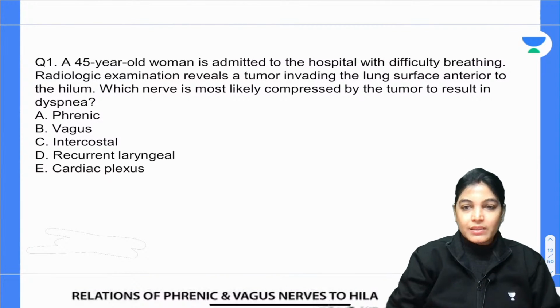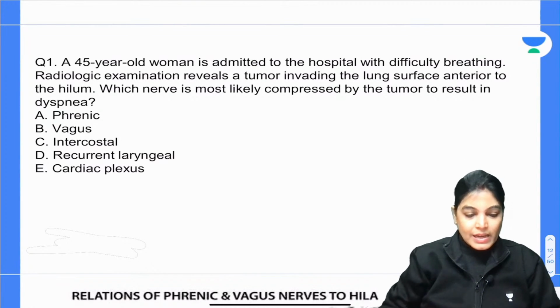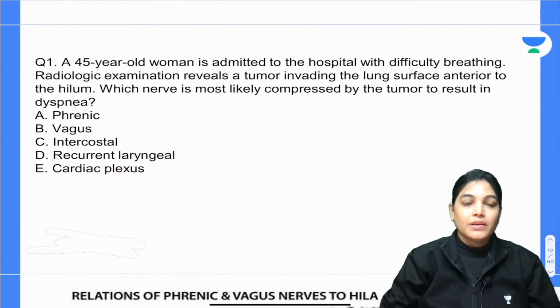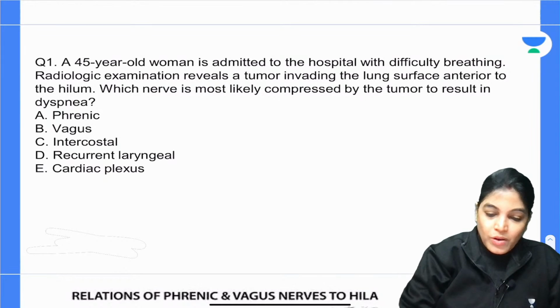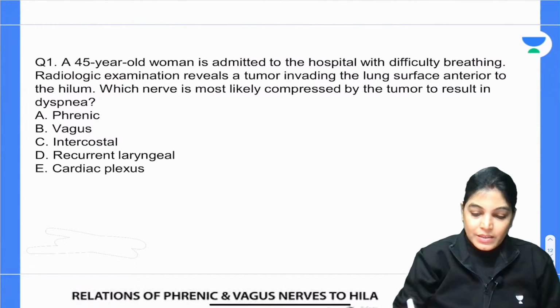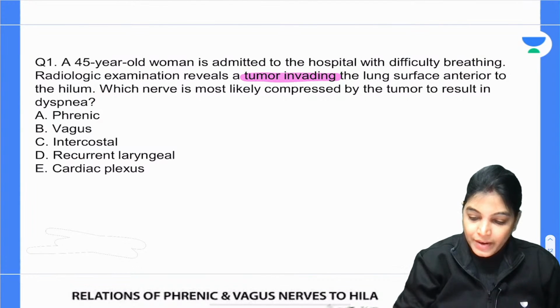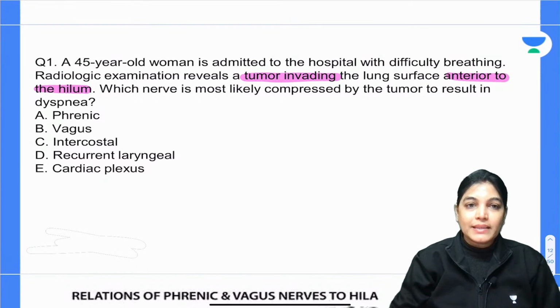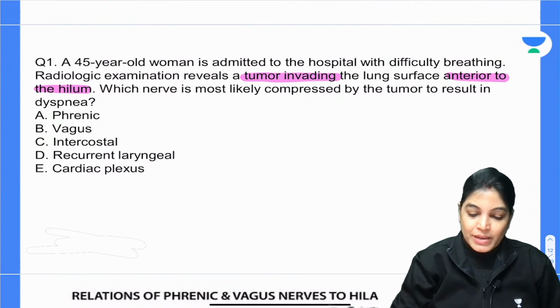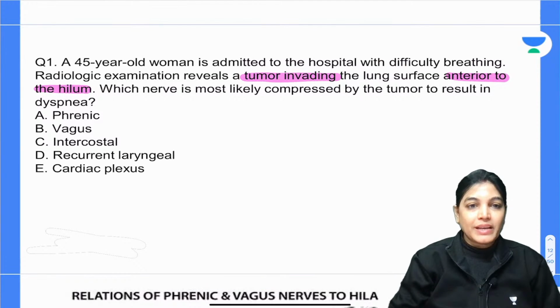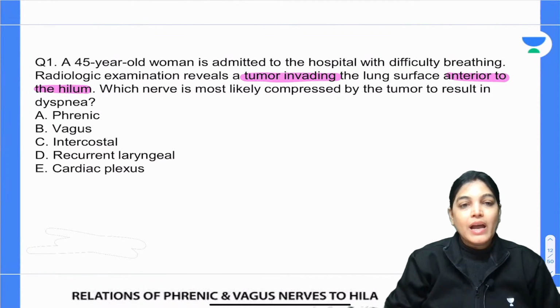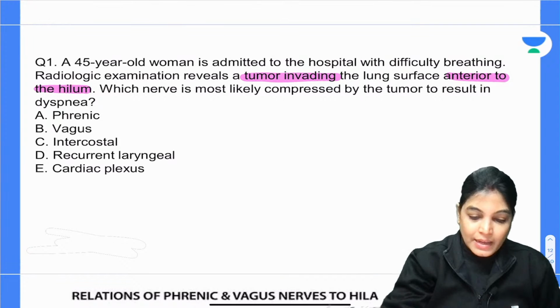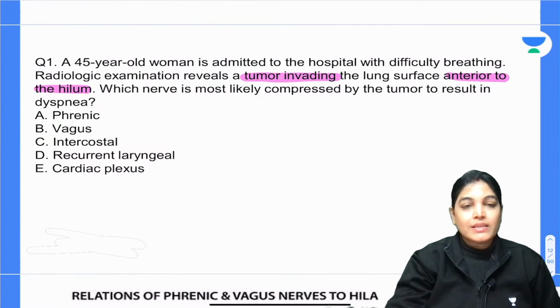Okay, 5 options are there. So, what is the answer according to you? The key point which is given here is a tumor invading the lung surface anterior to the hilum. Which nerve is compressed by the tumor? We have got 5 options: phrenic, vagus, intercostal, recurrent laryngeal nerve and cardiac plexus. According to you, which is the correct answer? Please mark the correct answer.